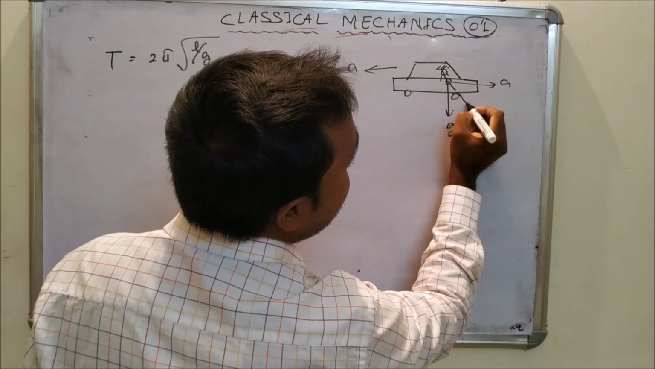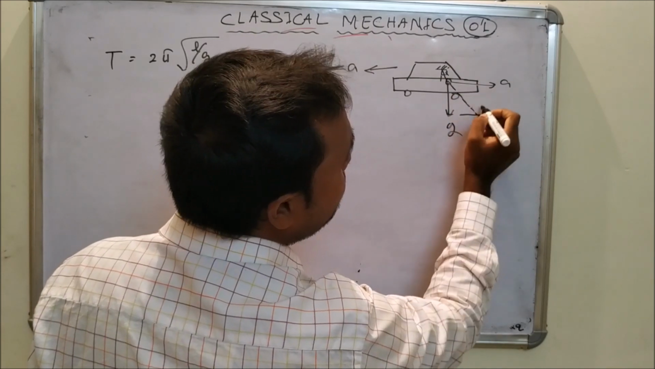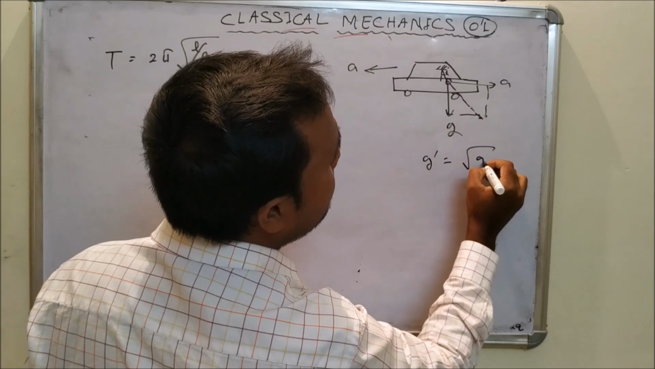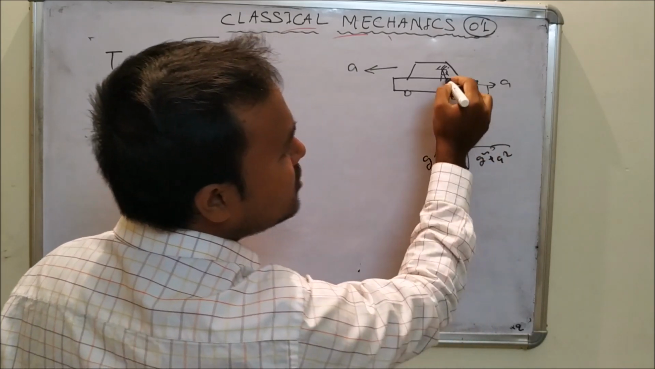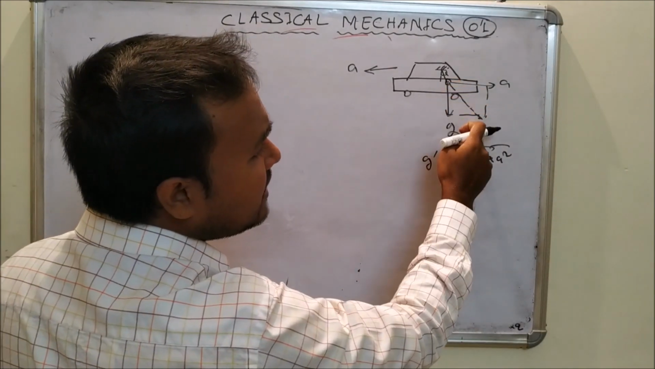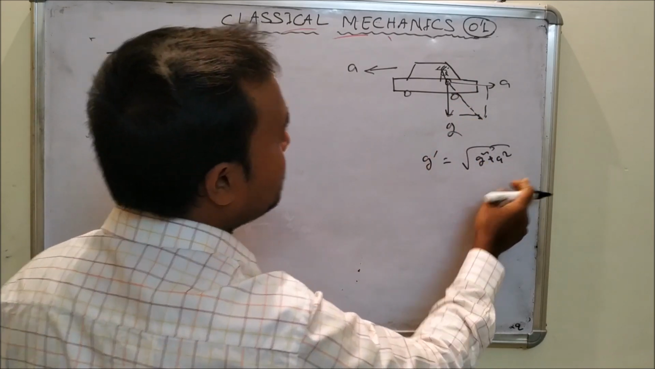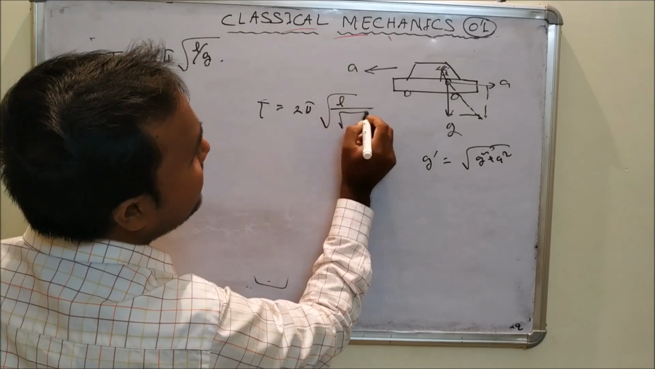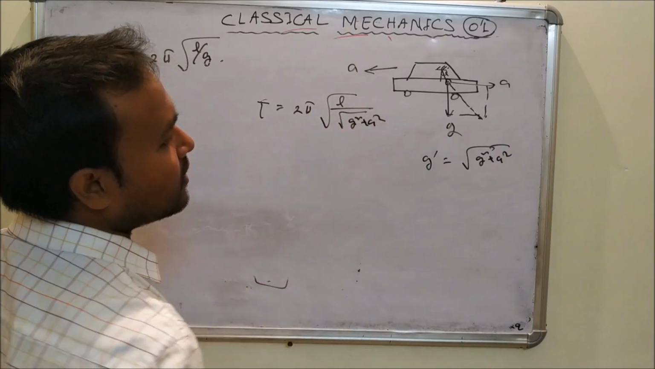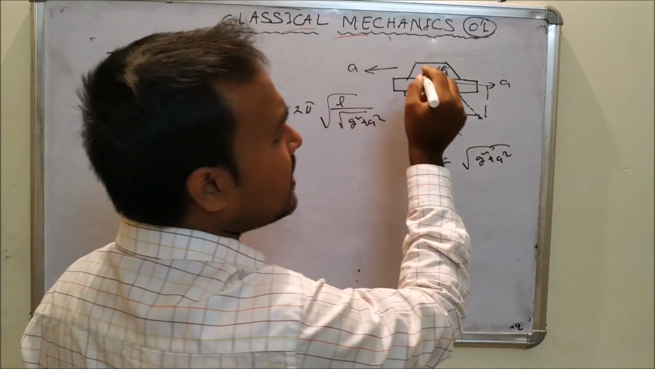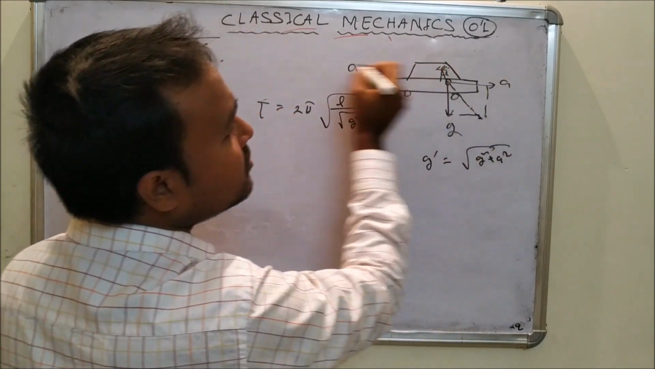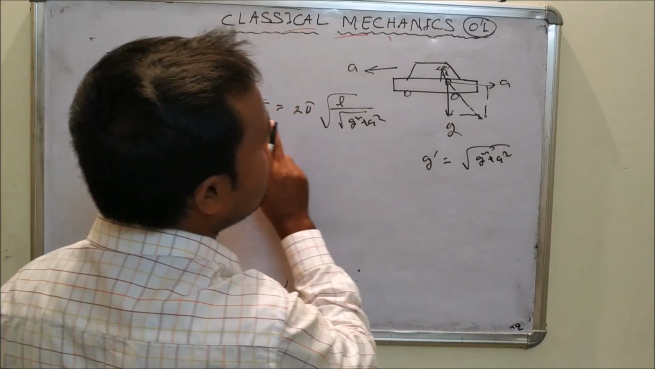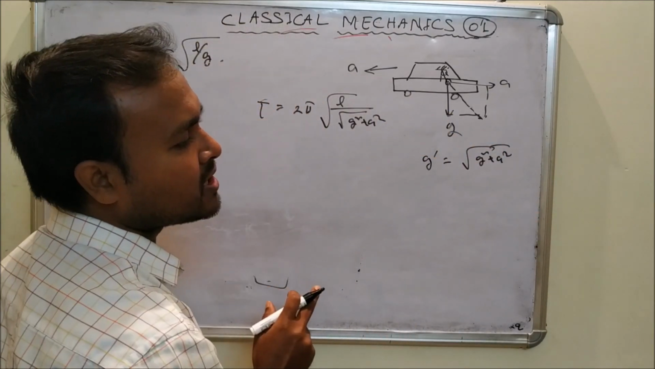You see, for effective g, if I say this is a vector quantity, acceleration, right? So it will be g dash equal to under root of g square plus a square. So if I try to solve the resultant g, it will be under root of g square plus a square. So in this case, your T equal to 2 pi under root of L divided by under root of g square plus a square, right? That means when you place a pendulum inside a car and the car is moving with an acceleration in this direction, in that case also, your time period will not be the same.